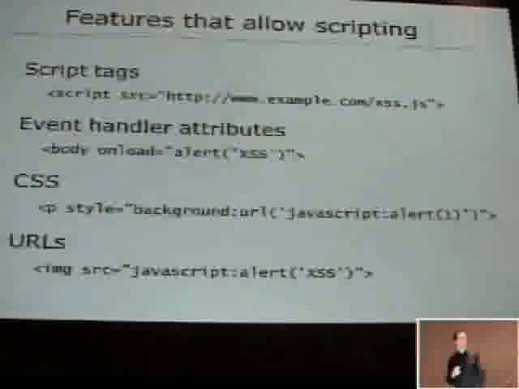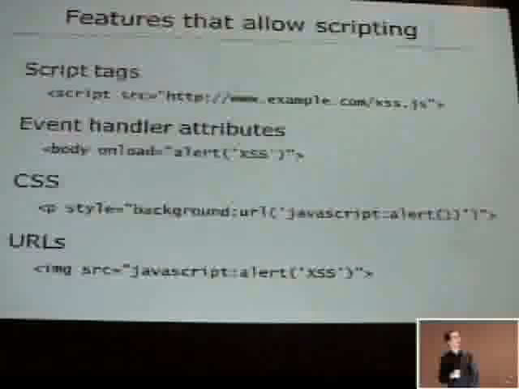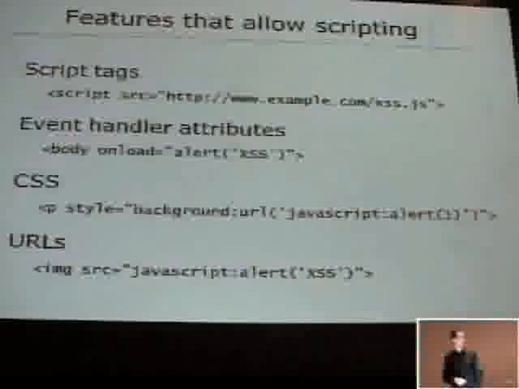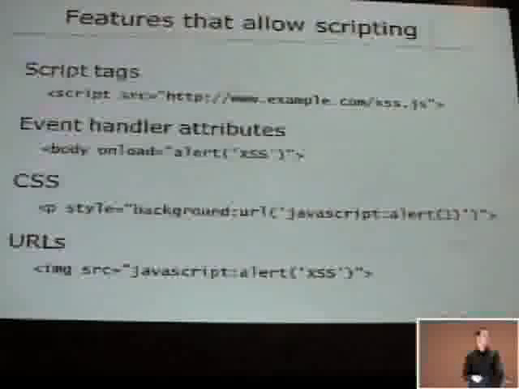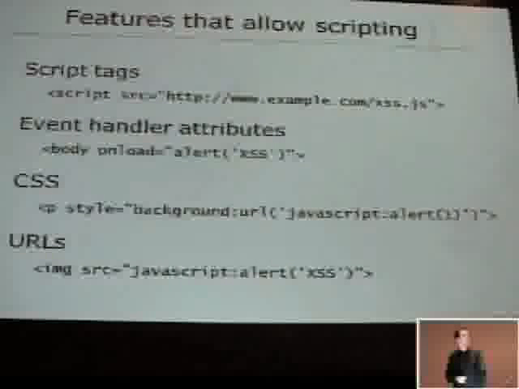So here are a few examples of different ways you can inject scripts into websites. You can use a script tag with a source attribute. You can use a script tag with the JavaScript embedded inside the tag. You can use event handler attributes like the onload attribute, and the JavaScript contained in the attribute will be executed. You can also use style sheets. There are a couple of different ways for style sheets to execute JavaScript. This is just one of them.